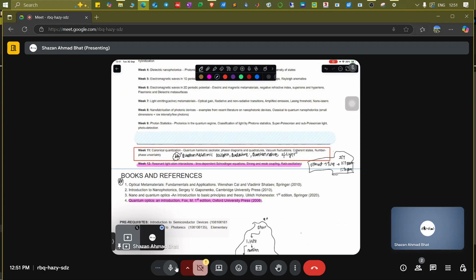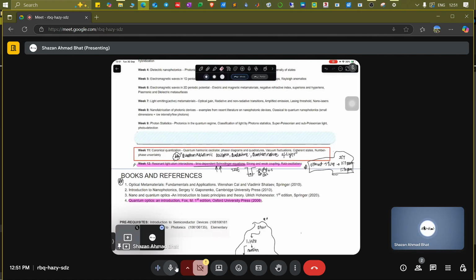We are going to finish with resonant light-atom interactions and the time-dependent Schrodinger equation. That is extremely essential to understand time-dependent processes. Till date, you have only been solving the time-independent Schrodinger equation. Just like if you have an electron in a quantum well, you solved something like minus h bar square by 2m dou square psi over dou x square in one dimension.